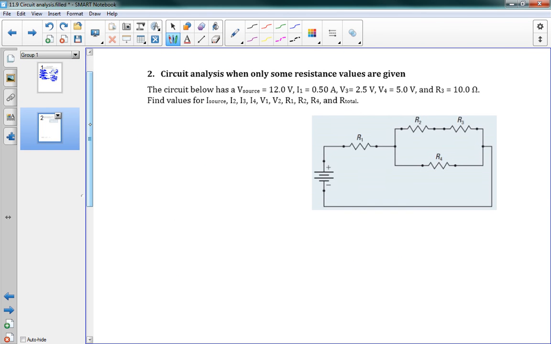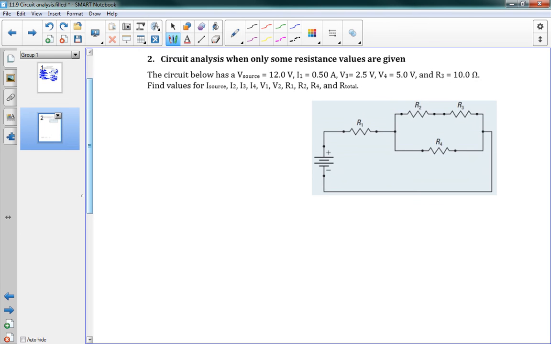And we have one more circuit, and this one is circuit analysis when only some resistance values are given. So now the circuit below has a V source, I1, V3, V4, and R3. So we have sort of a mix of values, and we're going to need to fill in the rest of the blanks. So again, it's just like solving a puzzle. We just make sure we list all of our values here.